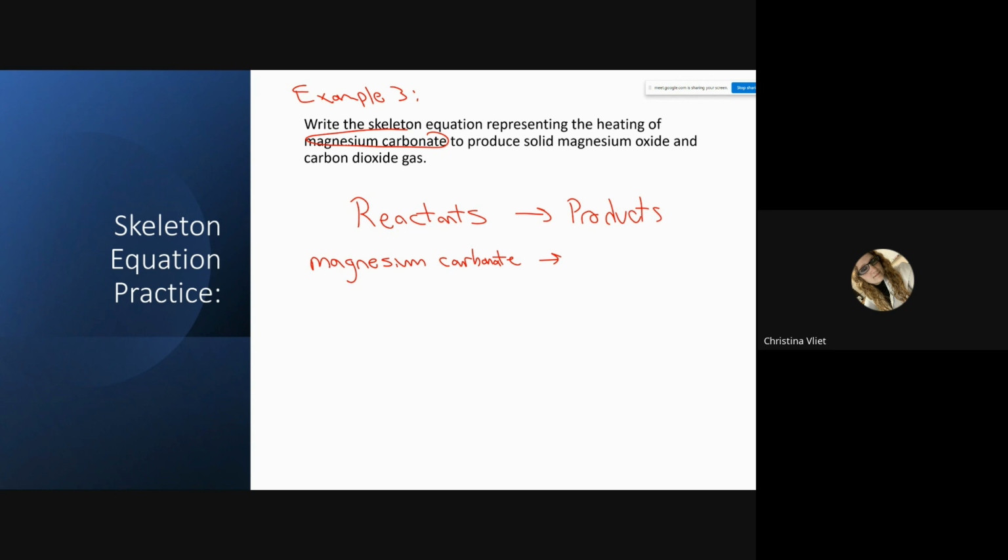Products, what are they? It tells us. Again, that keyword is there. They could have said produce, they could have said yields as well. So magnesium oxide and carbon dioxide. So that's in words what's going on, but we have to translate that to the proper chemical formula. So that's the work you have to do now. What is the proper chemical formula for magnesium carbonate?